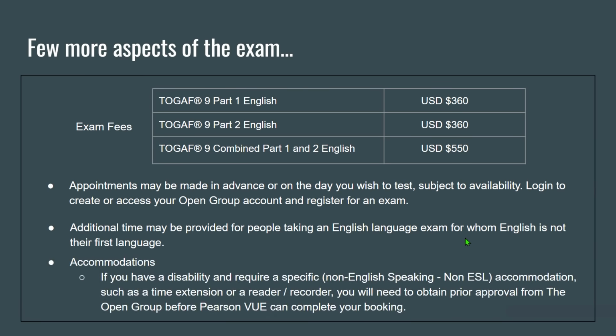You also get what they call accommodations, not about English as a first language, but if there is a disability and you require some specific accommodations, a time extension or a reader or recorder for you, you will need to again get prior approval from OpenGroup before you approach Pearson VUE for doing your booking. So that needs to be remembered here.